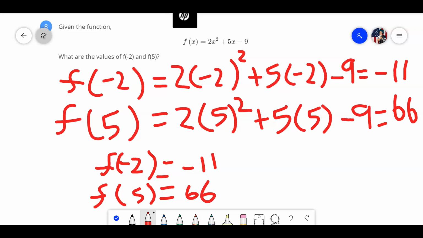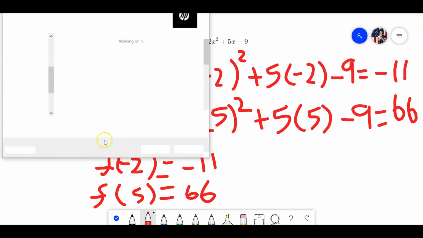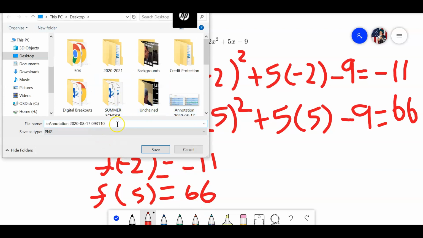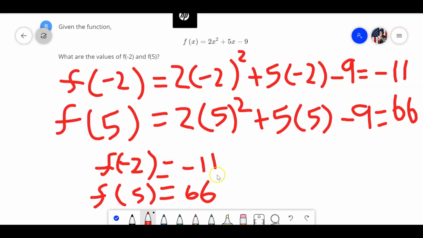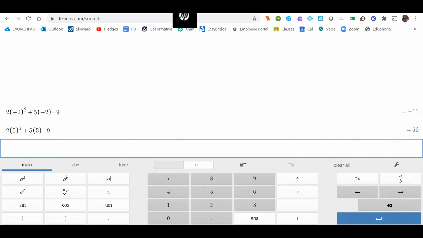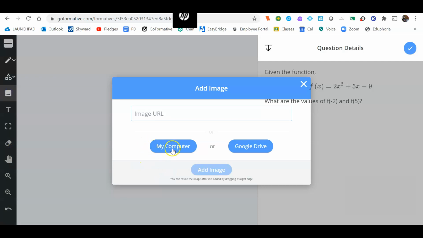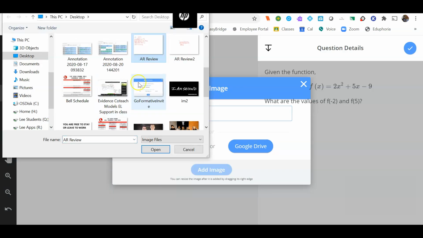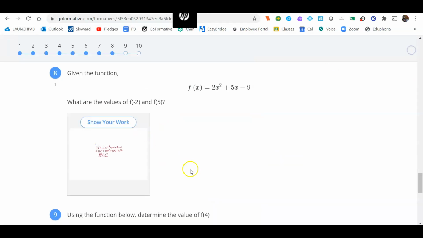All right. And what do I want to do with that? I want to export that as an image. I can call that AR review 2. Call it whatever. Okay. And then on my Go Formative, show my work, I'm going to go to an image from my computer. I'm going to do AR review 2, adding that image so I can show my work to Mr. G so he knows it's legit.